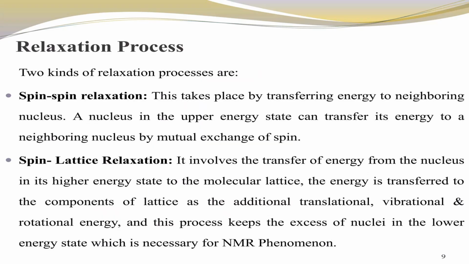So, relaxation process. Two kinds of relaxation process are there. First will be spin-spin relaxation. This takes place by transferring energy to a neighboring nucleus. A nucleus in the upper energy state can transfer its energy to a neighboring nucleus by mutual exchange of spin. So this is spin-spin relaxation.